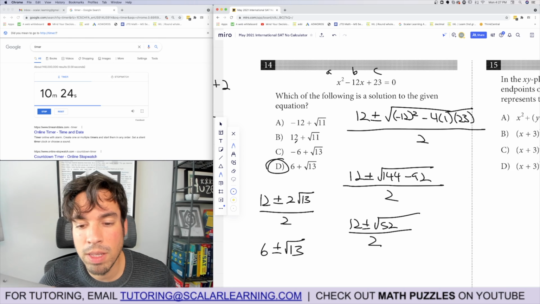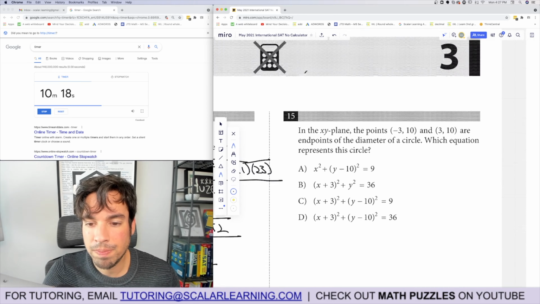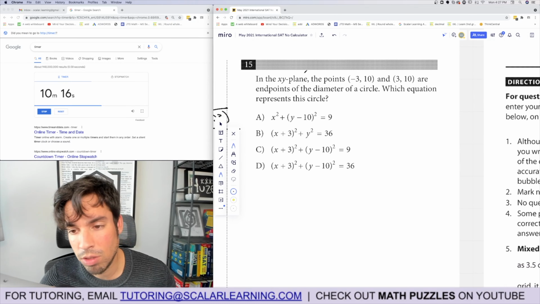I could have eliminated C and A because I know that negative B is going to be a positive, but it's all good. 15. I'm kind of old school on those ones. I just like to do it the pure way.